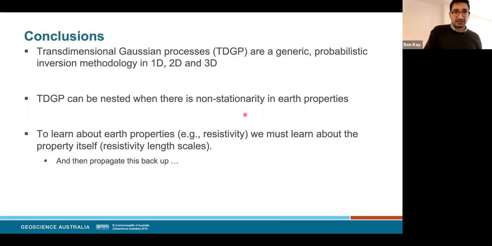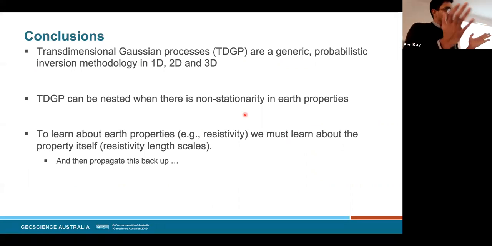So to conclude, transdimensional Gaussian processes are quite generic. You can use them for various kinds of inversion problems in 1D, 2D, and 3D. You can nest them, so you can use two levels of inference when you know that the properties you're trying to model are non-stationary. And to sum it all up, to learn about the Earth, we must learn a little more about the Earth. And then you've got to propagate this back up.